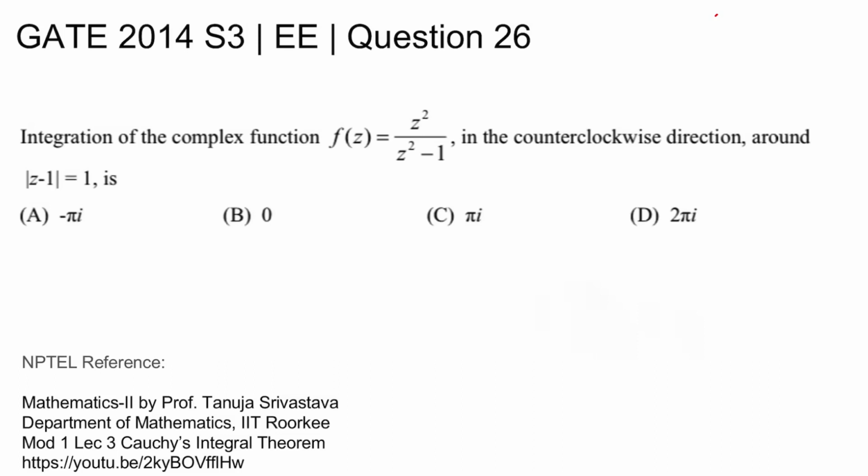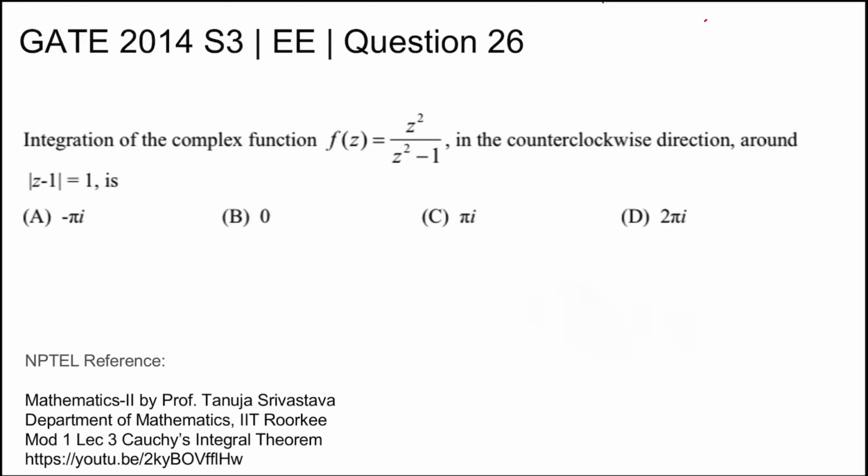This is GATE 2014 set 3 electrical question number 26. Integration of the complex function f of z equal to z square by z square minus 1 in the counterclockwise direction around mod z minus 1 equal to 1 is being asked. 4 options are given. For NPTEL reference, you can refer to module 1 lecture 3 Cauchy's integral theorem of the NPTEL course Mathematics part 2 by Professor Tanuja Srivastava, Department of Mathematics, IIT Roorkee.